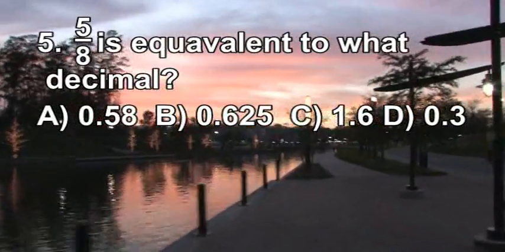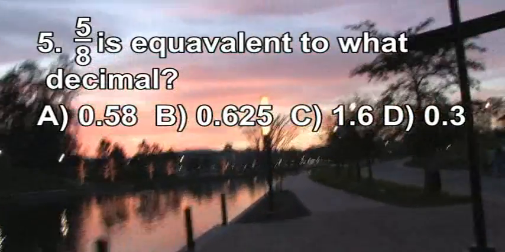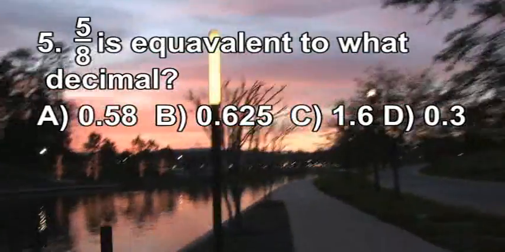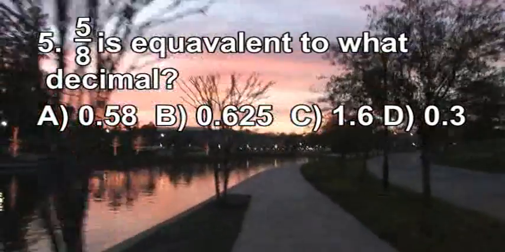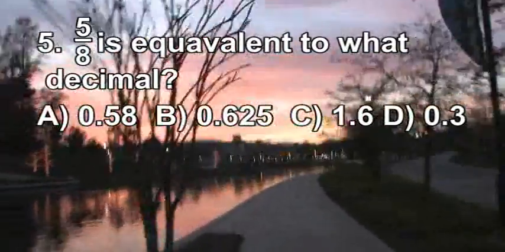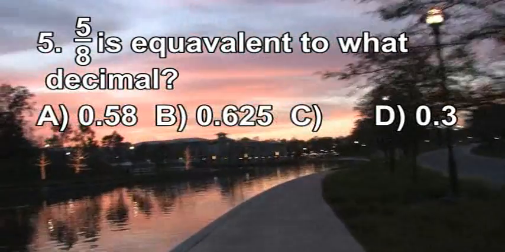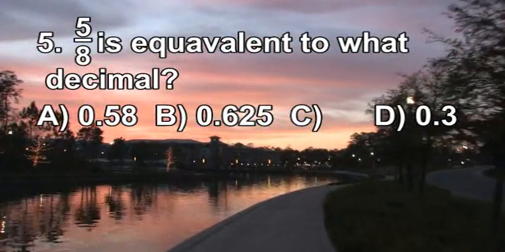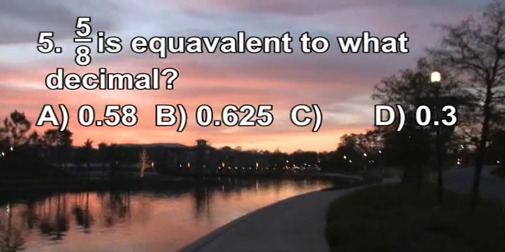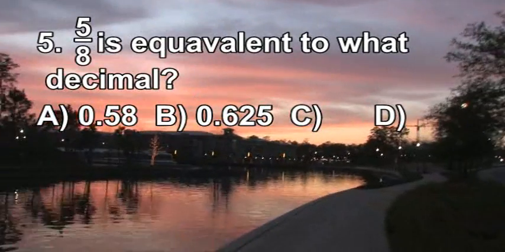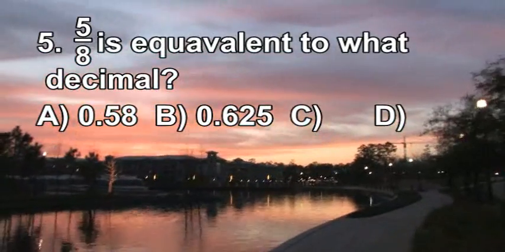First, let's get rid of incorrect answers. Since 5 over 8 is a quantity less than 1, C is not a possible answer choice. 5 over 8 is also a quantity that is more than 1/2. That eliminates choice D, since 3/10 is less than 1/2.